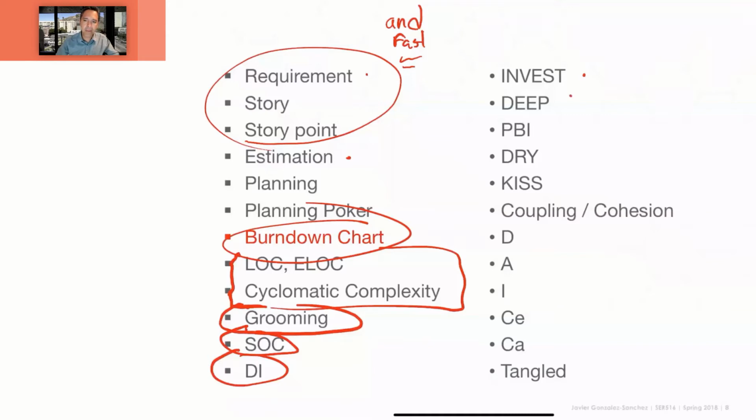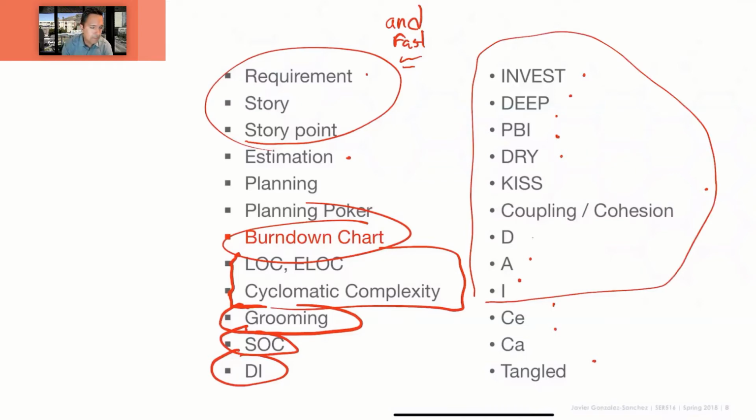INVEST, DEEP, product backlog item, DRY, KISS, coupling, cohesion, distance, abstractness, stability, CCR. Particularly this here. What is the difference between INVEST and DEEP? What is the difference between DRY and KISS? Is coupling the same as cohesion? What is the difference? Can you explain one or the other? Can you give me an example of whether or not a user story is INVEST or not?